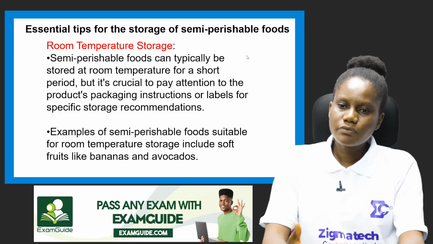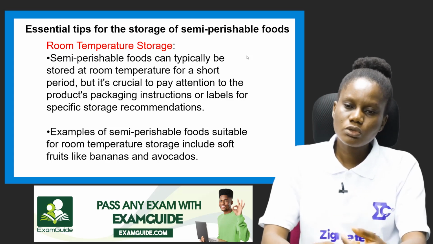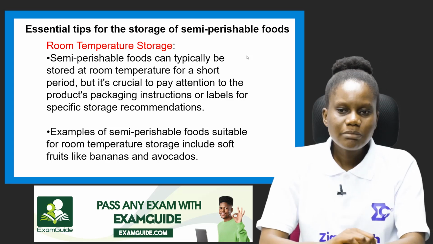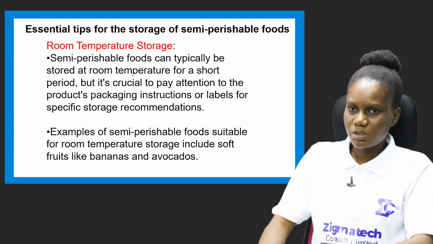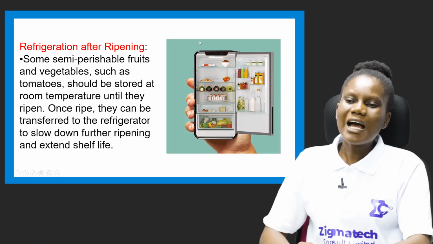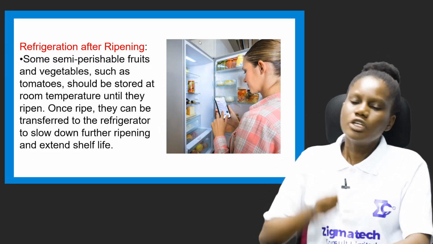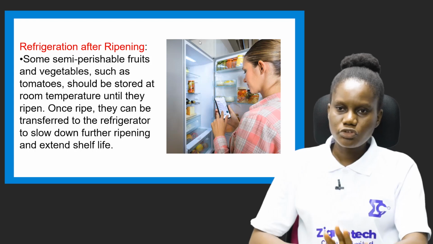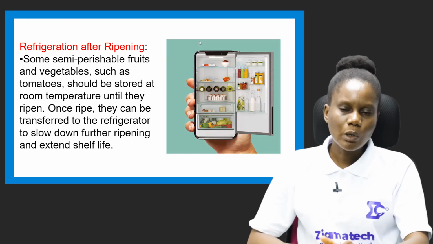Examples of semi-perishable foods suitable for room temperature storage include soft fruits like bananas and avocado. So you can keep them at room temperature. You don't need to refrigerate them. So room temperature storage is one. The number two is refrigeration after ripening. Once it's ripe, refrigerate them. Once it's ripe, take them to the fridge and refrigerate them and put them at the right compartment.